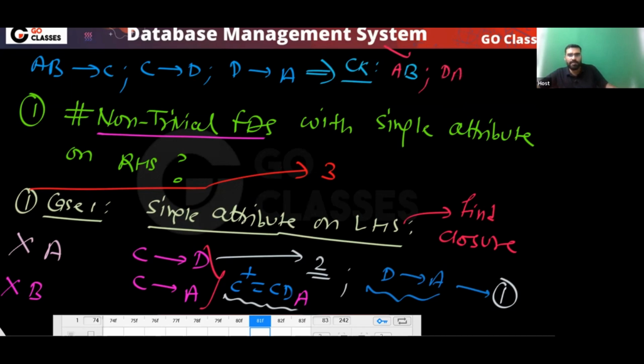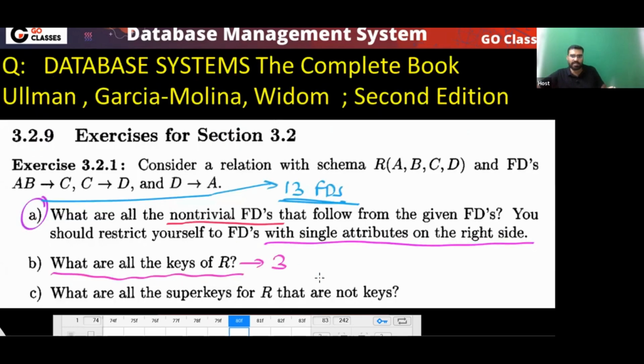So DB is also a key, because D can generate A. What about CB? Yeah, CB is also there, right? So all three keys are there. So how many keys are there? Total 3 keys are there. So what is the second question's answer? That is 3 candidate keys.